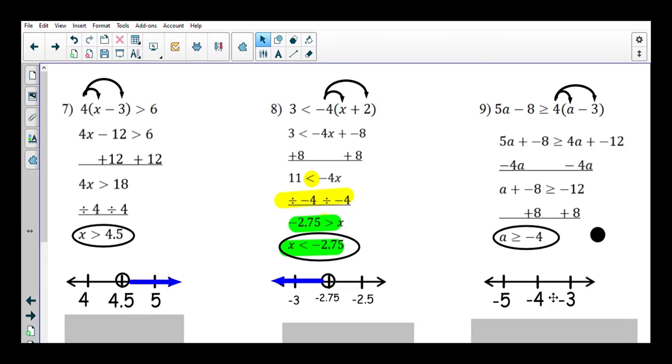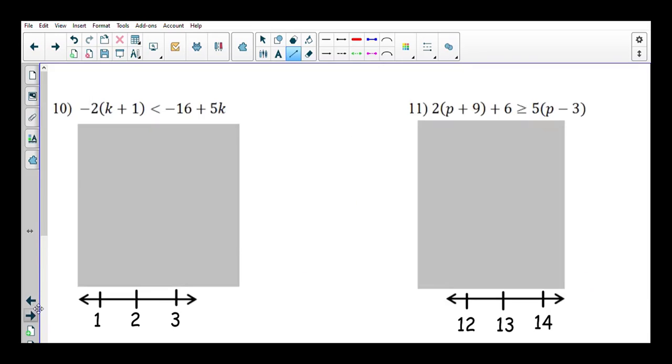So I put my number line, negative 5, negative 4, negative 3 from left to right. This one is a closed circle because it's greater than or equal to. Again, that line underneath indicates that it's going to be a closed circle. Since it's greater than or equal to, we are going to shade to the right, just like this. All right, we have 2 more for this video. Let's take a look at number 10.